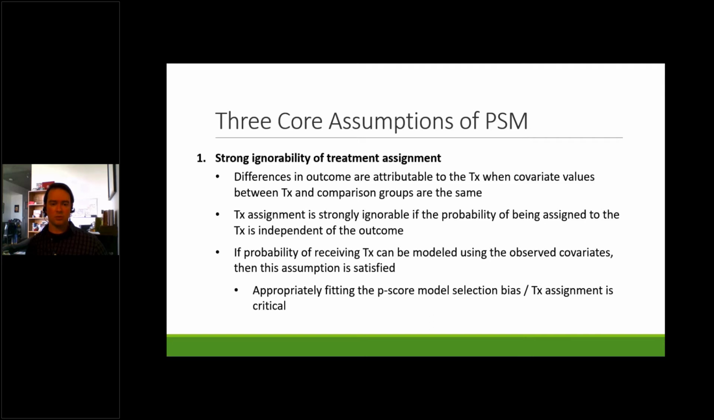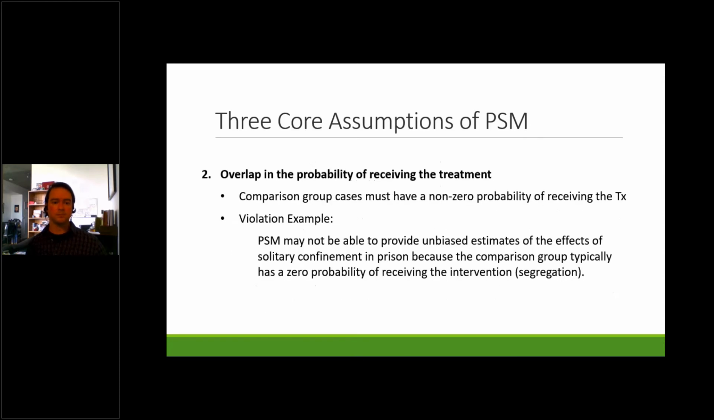There is no direct test for this, so it basically pans out to if the probability of receiving the treatment can be successfully modeled using the observed covariates, then this assumption is essentially satisfied. Thus, it is critical that the selection bias, that is the treatment assignment process, can be appropriately fit by the propensity score model. So it's essential that the initial logistic regression, or whatever you're using to condition the propensity score, be fitting the data properly.